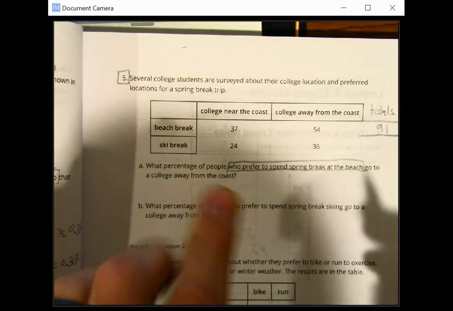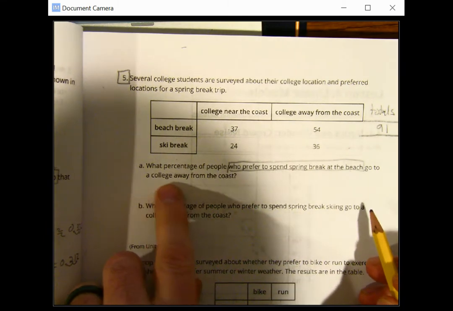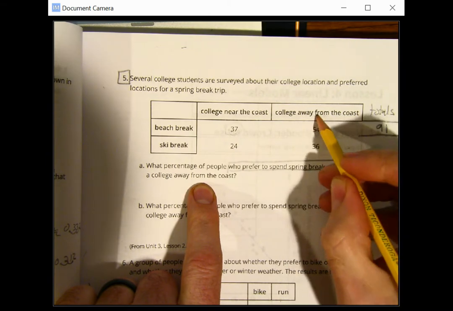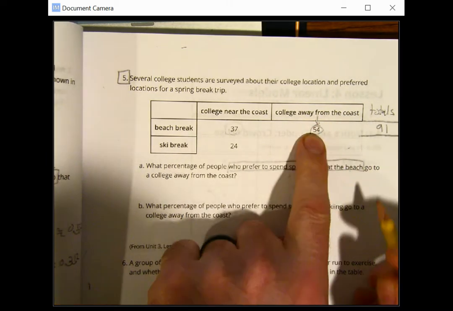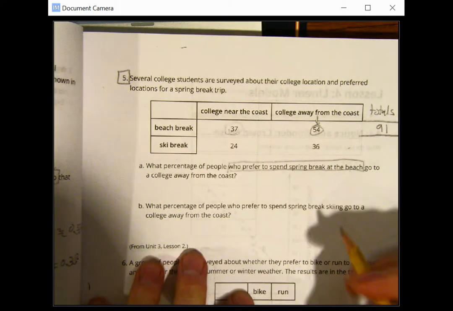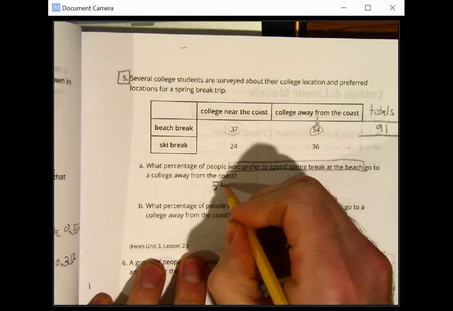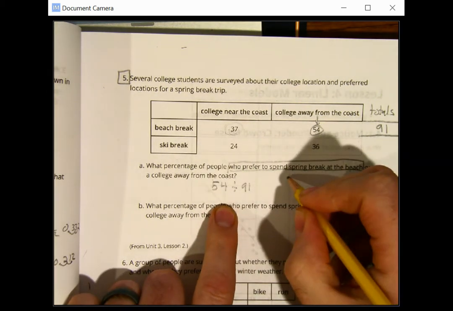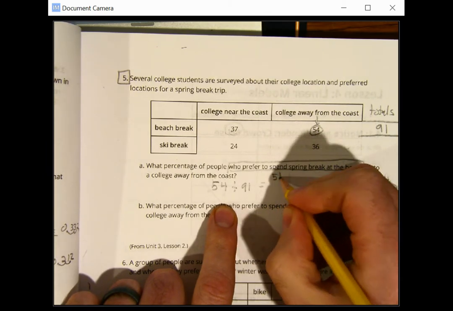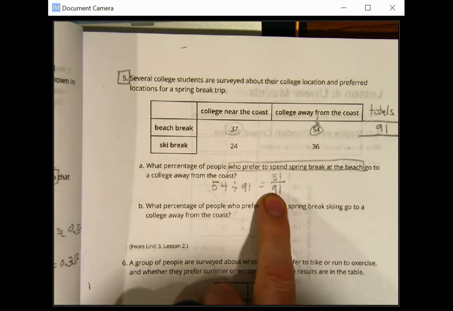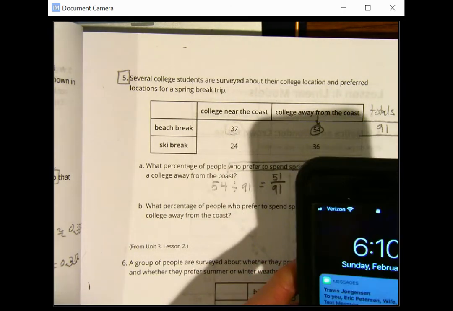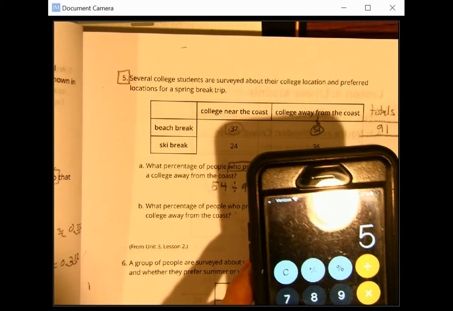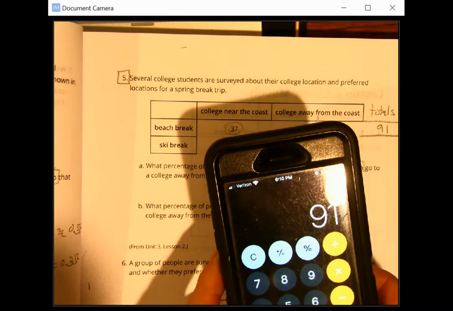Now we're going to say what percentage of those people go to college away from the coast. So these are the people near the coast. These are the people away from the coast. So this is what we're looking at. We need to say what percentage of this total like to do that. In order to do that, we're going to have to say 54 divided by 91. Another way to write this, the way I like to write it, is like a fraction. 54 over 91, right? A fraction just means division. So we're going to do that really quick to find out what the percentage is. And we have 54 divided by 91.